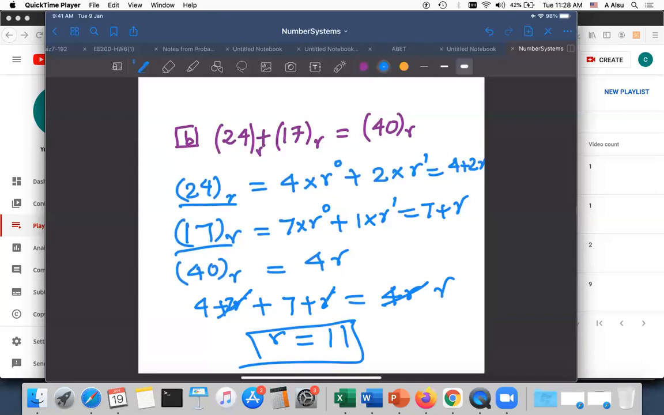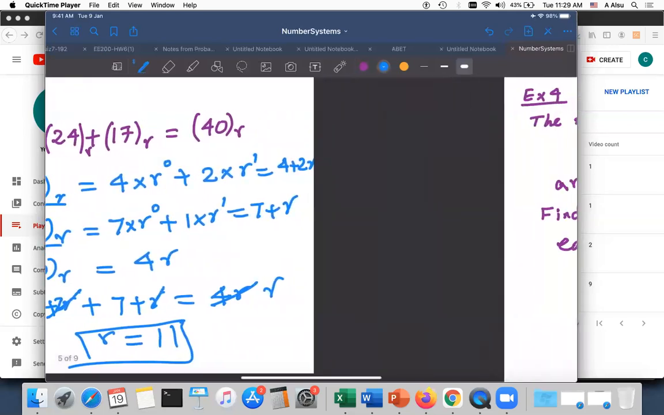You can double check that by converting the numbers to decimal: 24 base 11, and then 17 base 11, and then 40 base 11. Make sure that 24 base 11 plus 17 base 11 equals 40 base 11, all in decimal. All right, so this is trivial.